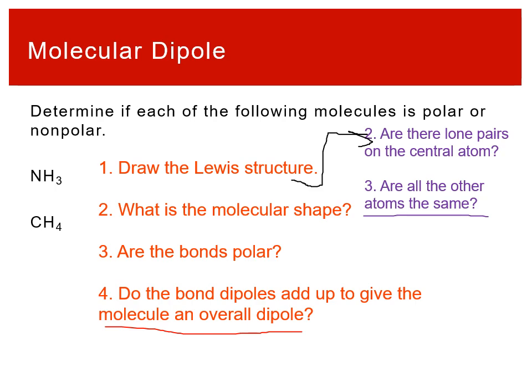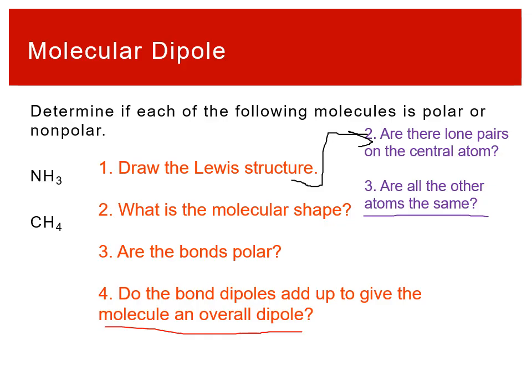Sometimes we don't need to know which side is positive and which side is negative. We just need to know, is it polar? And you'll note that's all this question asked. And so if that's all you need to know, you can just stop right there. You need to have no lone pairs on the central atom, and all the outer atoms have to be the same in order to be nonpolar. Otherwise, the molecule has to be a polar molecule.